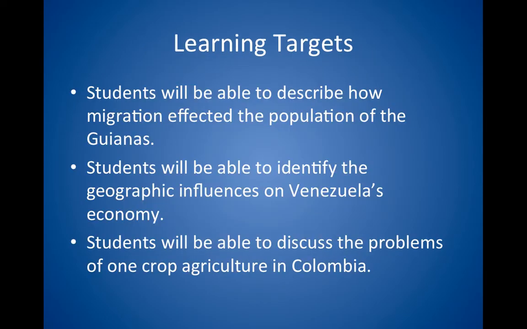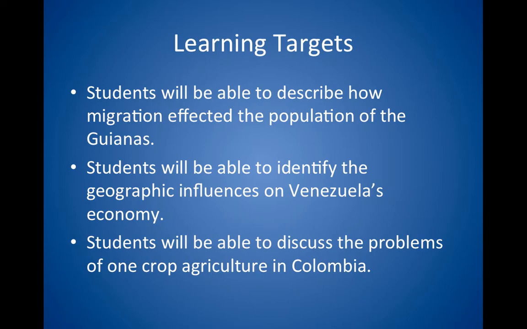Now, with your learning targets today, by the time you're done, you should be able to describe how migration affected the population of the Guianas. You should be able to identify the geographic influences on Venezuela's economy. And you should be able to discuss the problems of one-crop agriculture in Colombia, which we will talk about. So, here we go. Ready?